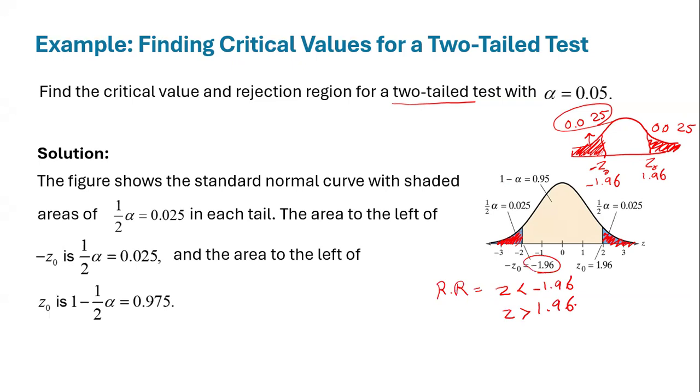And then I try to find the test statistic. After finding the number, if the number is less than negative 1.96, I reject. If it's more than 1.96, I also reject. But if it's not in those regions, I fail to reject. So in the next video, I will show some examples with the full hypothesis test.